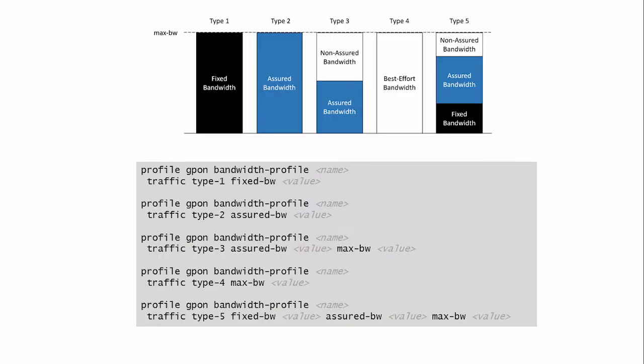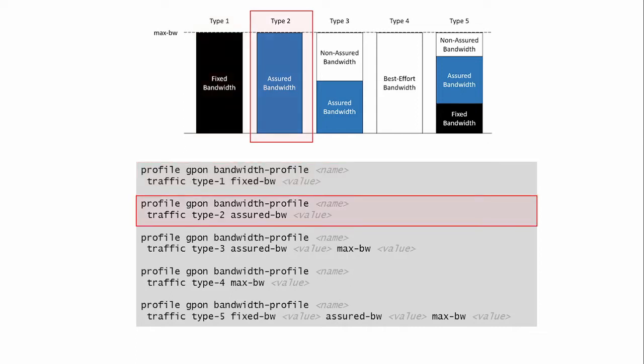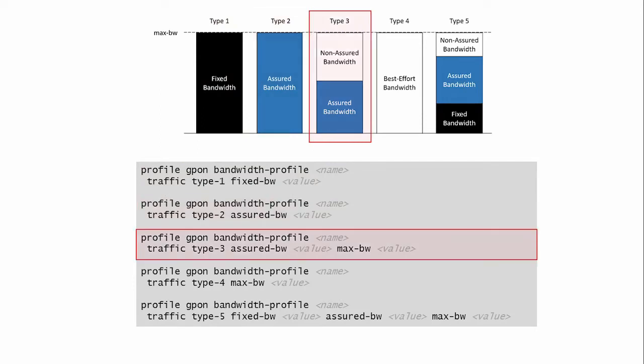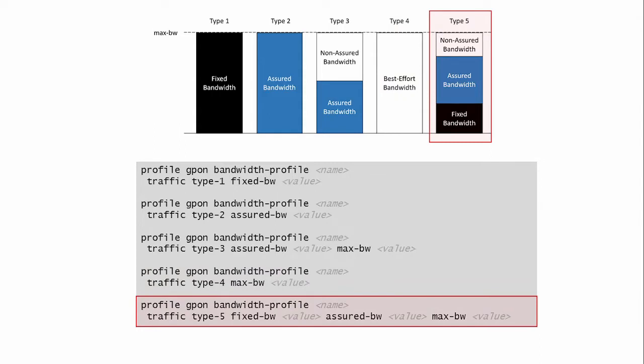Here we see the command to create the bandwidth profile and the possible completions for each type. So for type 1, we must set fixed bandwidth. The value is in kilobits per second in steps of 64. For type 2, we must set assured bandwidth. For type 3, we must set assured bandwidth and maximum bandwidth. For type 4, we must set just maximum bandwidth. And for type 5, we must set fixed bandwidth, assured bandwidth, and maximum bandwidth.